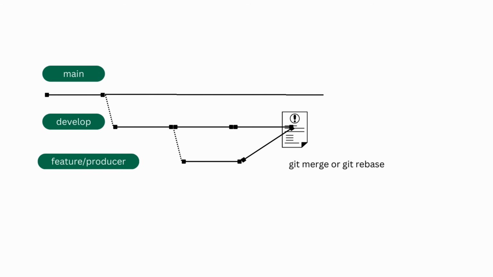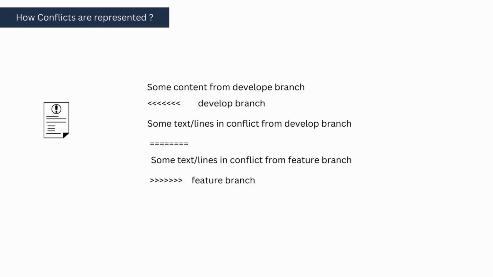So how are conflicts represented in the file? Conflicts are represented like this structure, where the content between these two symbols is the conflicting content from the receiver branch, or the branch which is going to receive the changes, which is develop here. Content between these two symbols represents content coming from the feature branch, or the merging branch. We need to manually resolve which content to carry forward and persist.